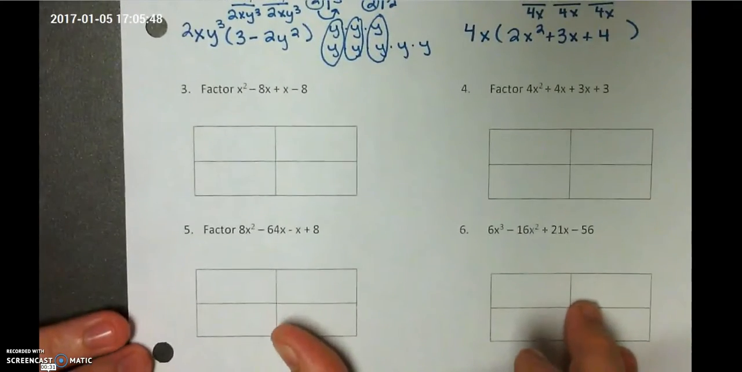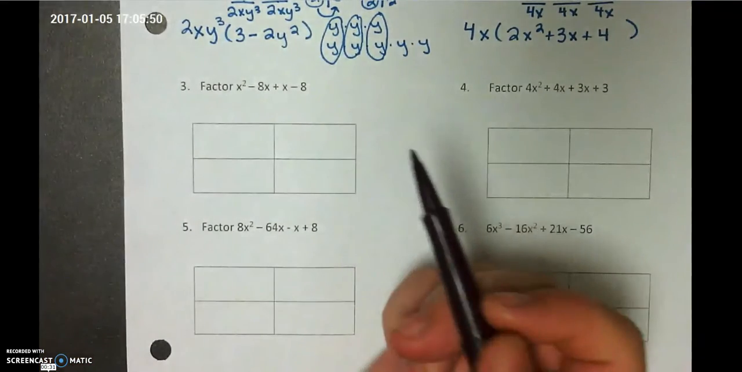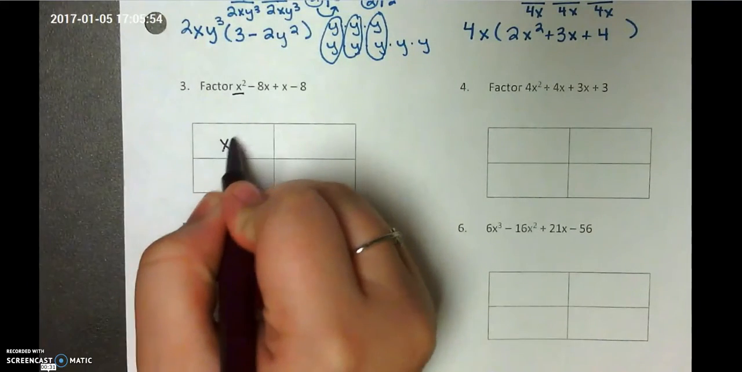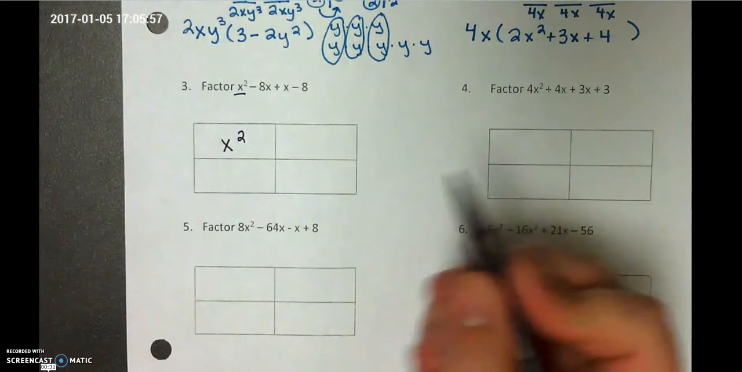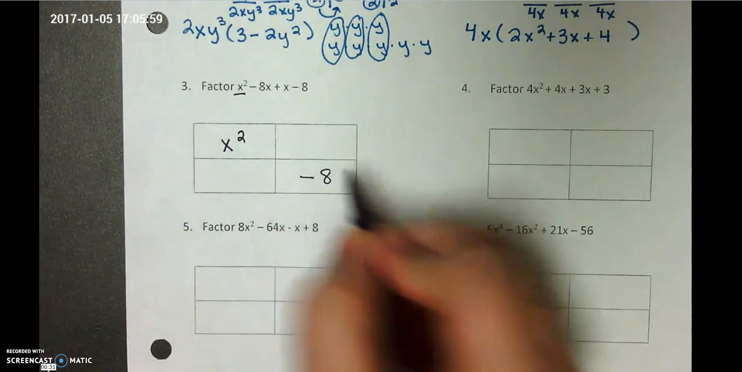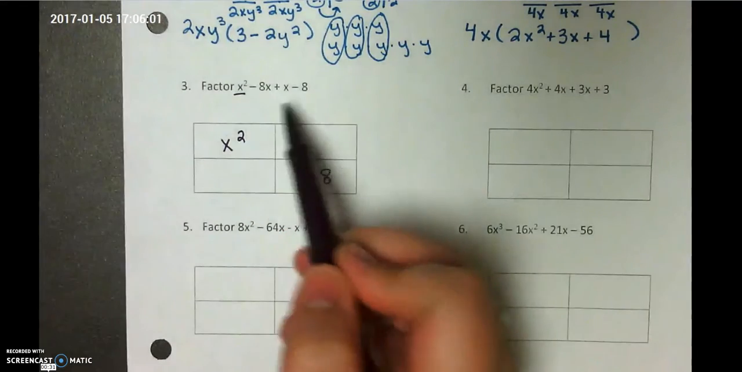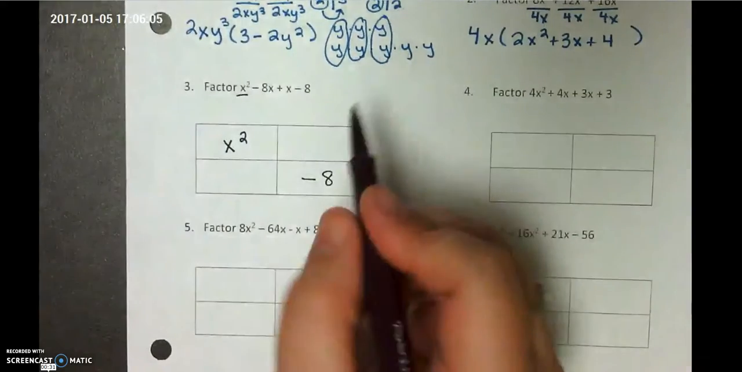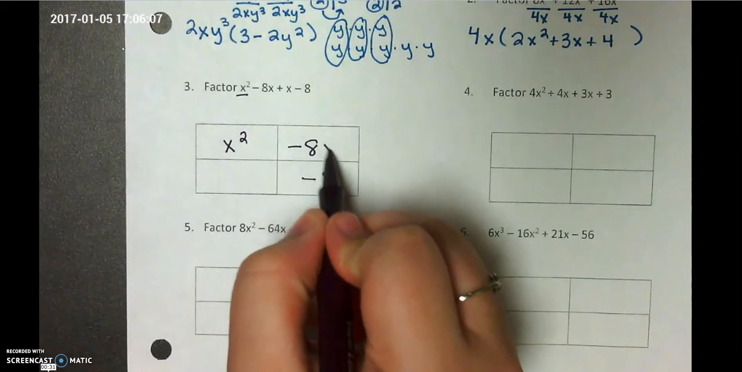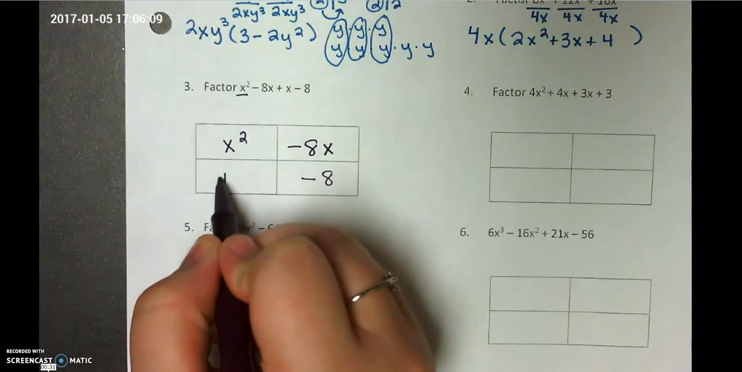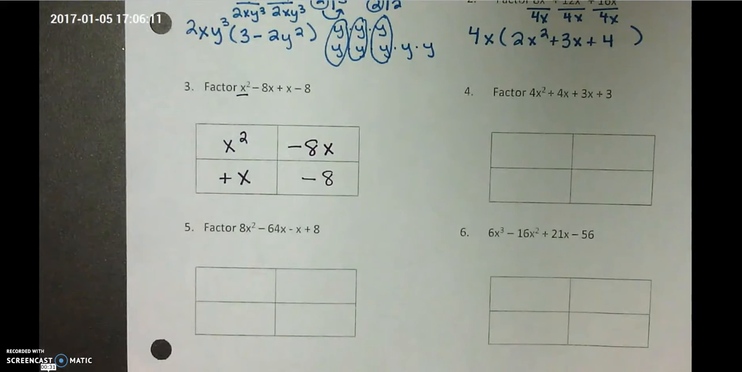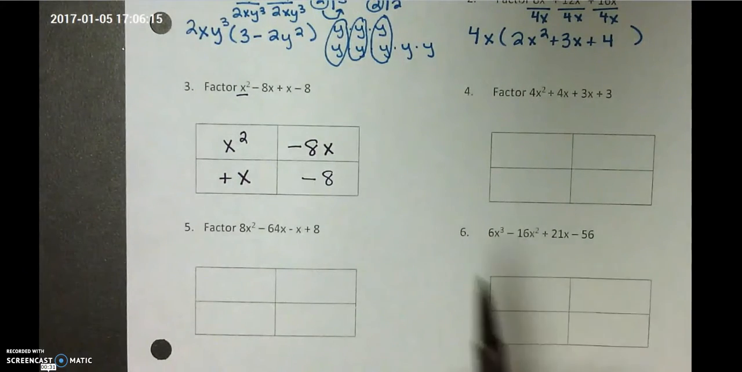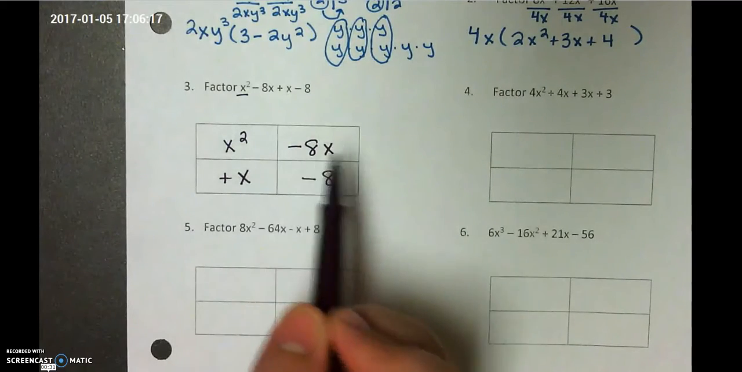Number 3 says factor x squared minus 8x plus x minus 8. So we know the first one has to go in the top left, and the last one has to go in the bottom right. The other ones don't matter between these last 2 boxes, so I just go in order: the next one is -8x and then positive x. And it's always a good habit to attach your signs so you know if it's positive or negative. So I do the rows first.